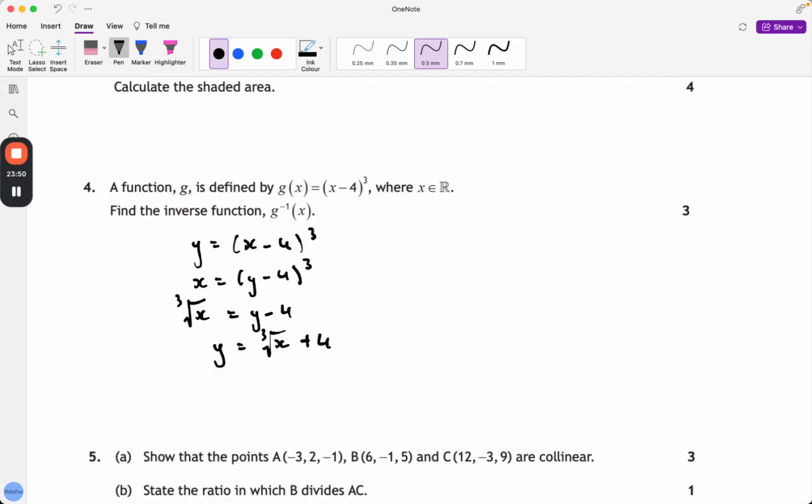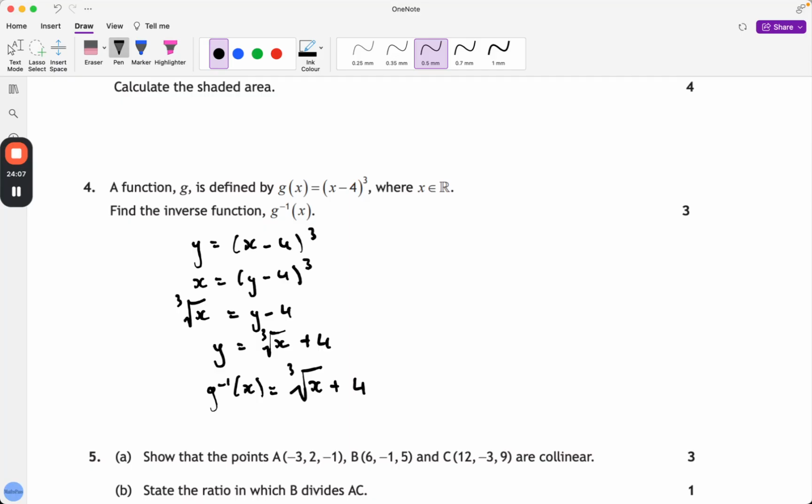Your very last step is to replace your y with your g inverse of x. So I'm just going to write g inverse of x, and that is equal to the cube root of x, plus 4. Keep in mind that your plus 4 is outside that cube root. It's just the x that's getting cube rooted. So those are your steps in general.